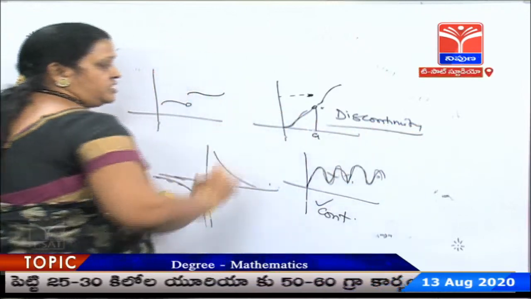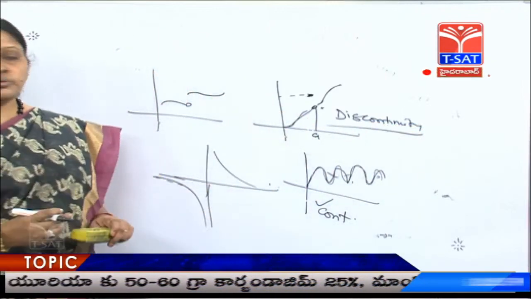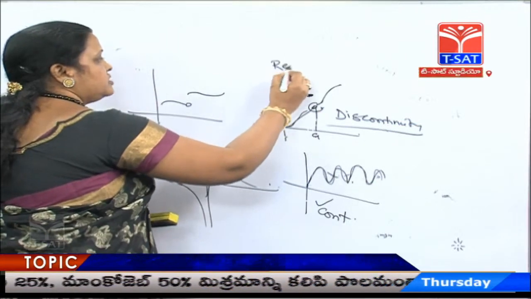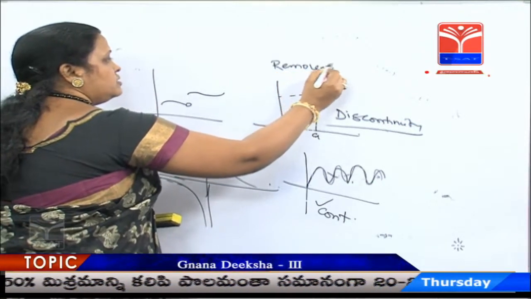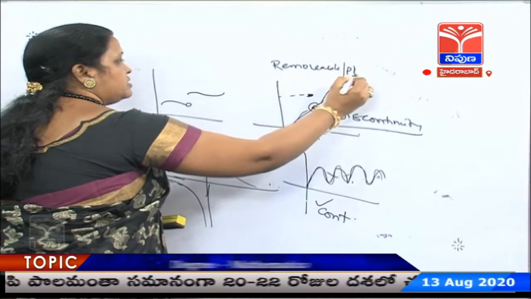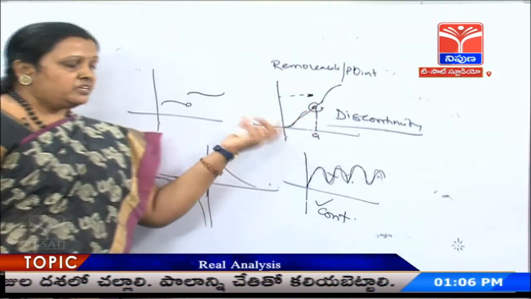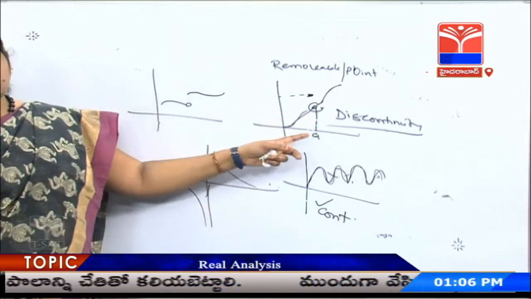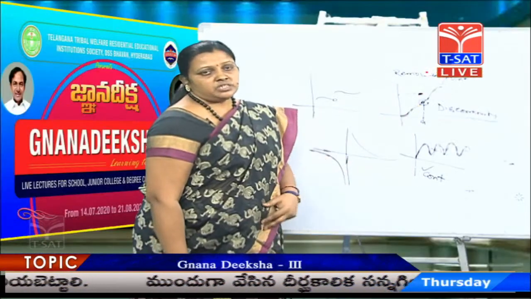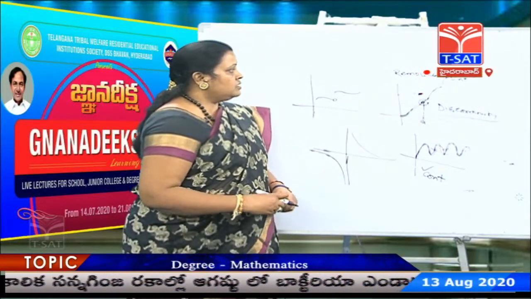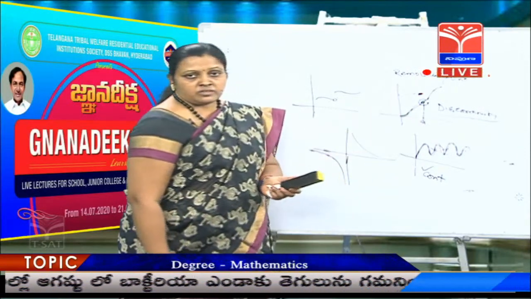since discontinuity is defined only at a particular point, this point, that's why this discontinuity is said to be removable or point discontinuity. That means if you redefine the function again, then this point can be eliminated. That's why this type of discontinuity is said to be removable or point discontinuity.